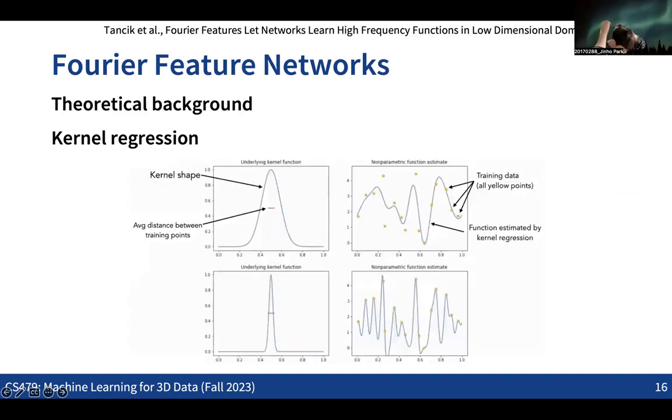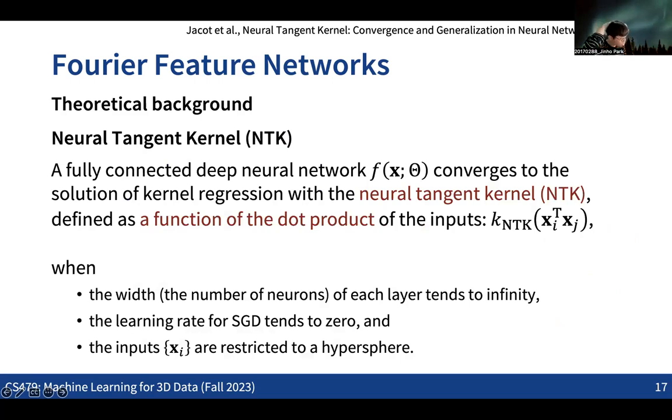So this is the analysis that people have done with the neural net under some loose assumptions. For very special cases, we can see that the trained neural net is finding a function which becomes the solution of the kernel regression with the neural tangent kernel, which takes the dot product of the two inputs as the input of the function.